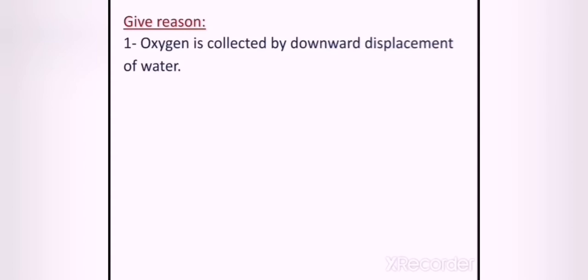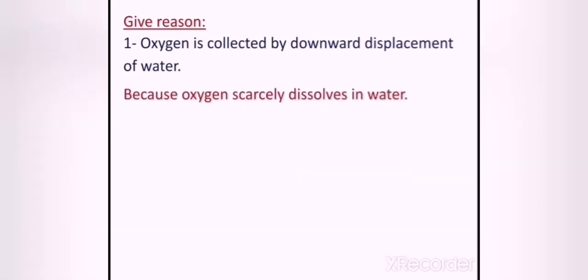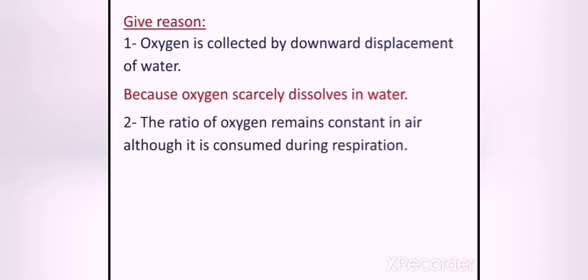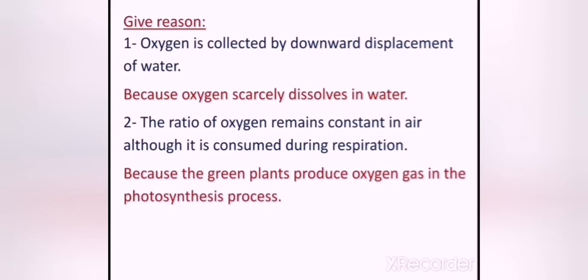Now, give reason number 1. The oxygen is collected by downward displacement of water. Why? Yes, because the oxygen scarcely dissolves in water. Number 2, the ratio of the oxygen remains constant, or it's a fixed value in the air, although it's consumed during the respiration. Because the green plants produce the oxygen gas, they take the carbon dioxide gas and release oxygen gas in the photosynthesis process.